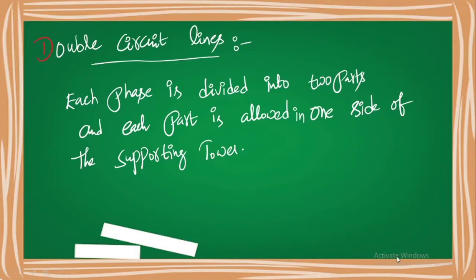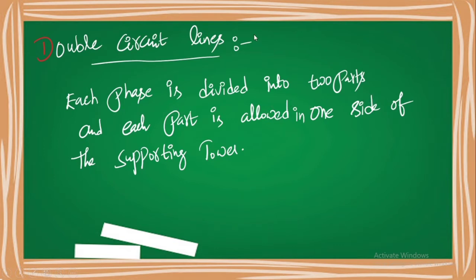So in today's class we will understand how to derive the inductance of a double circuit transmission line. First we need to understand what is meant by a double circuit line, right? A double circuit line is a line in which each phase is divided into two parts, right?